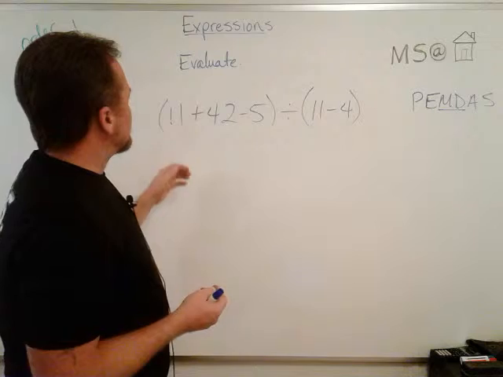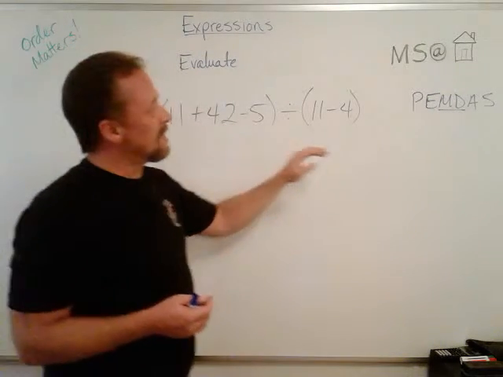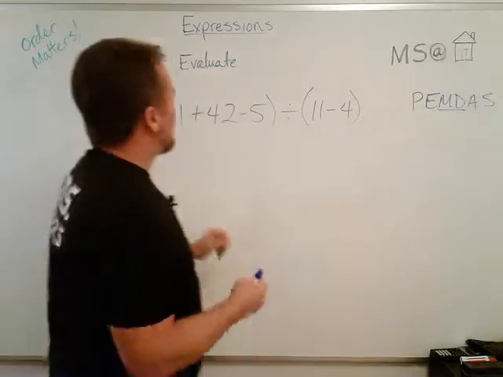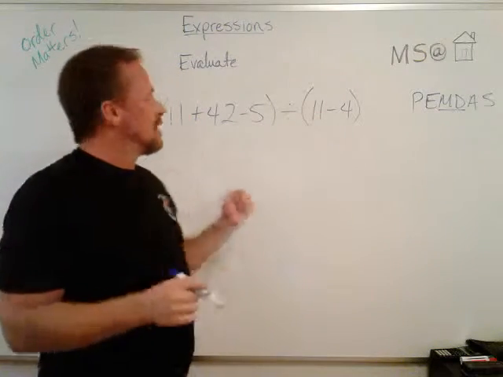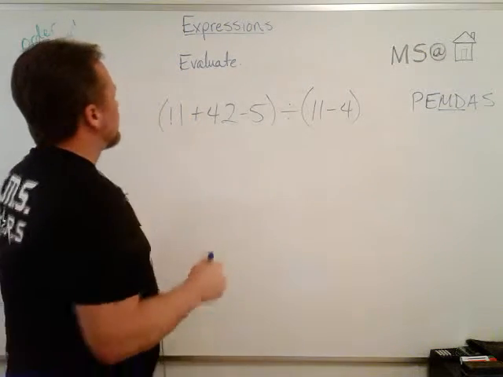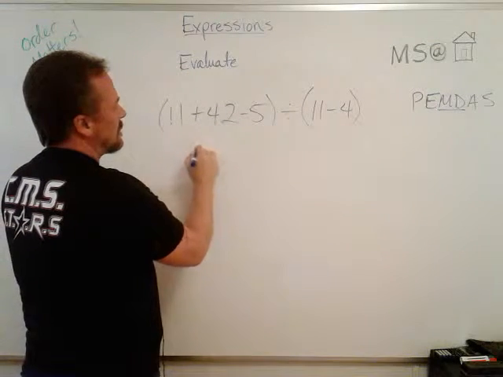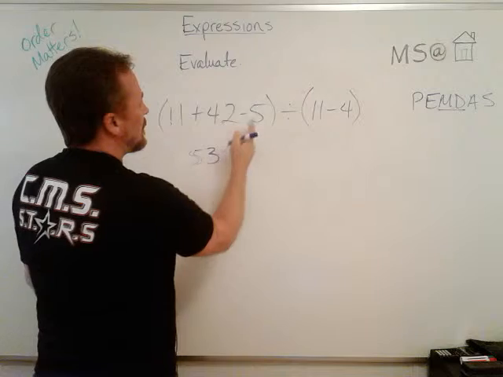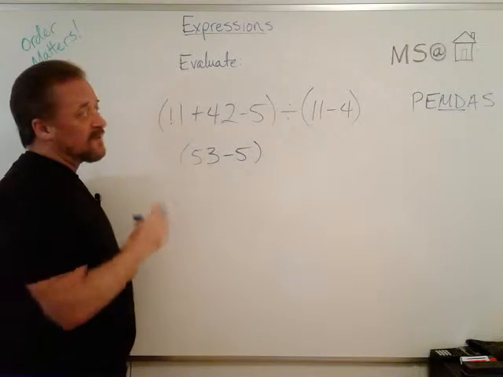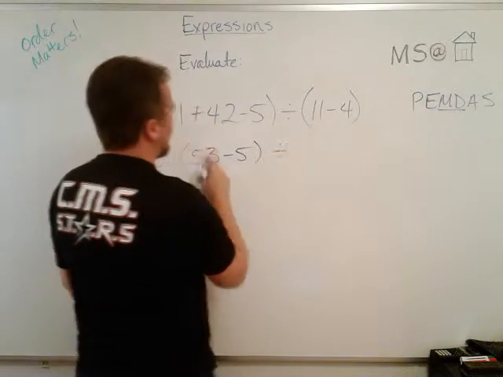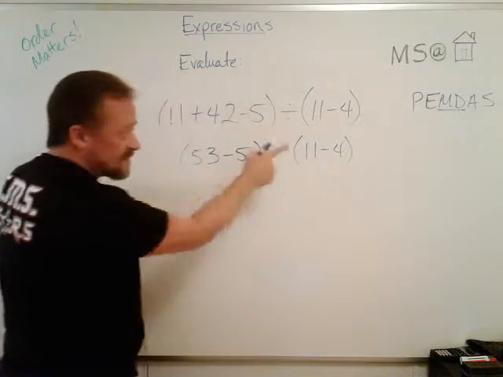Is there any multiplication and division happening in here? Nope. So far we've pretty much skipped all the way to the end because there is addition and subtraction in here. And again, inside of the parentheses, left to right, folks. So 11 plus 42? 53. Minus 5. And notice I'm going to rewrite this whole thing, except for what I changed. I didn't do anything with this yet. I'll get to you in a second.